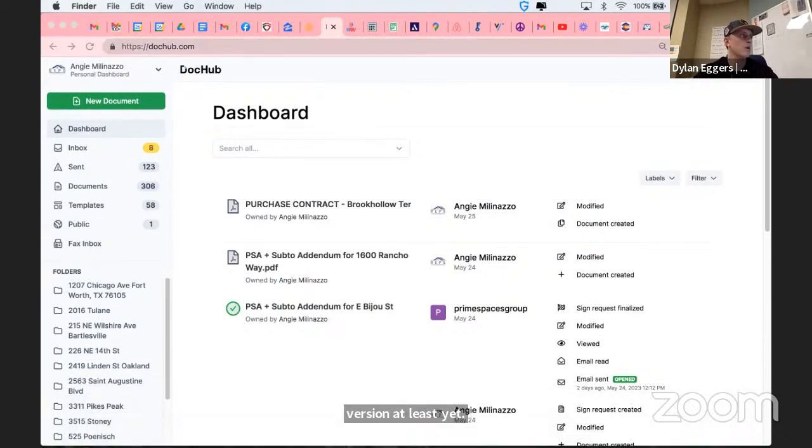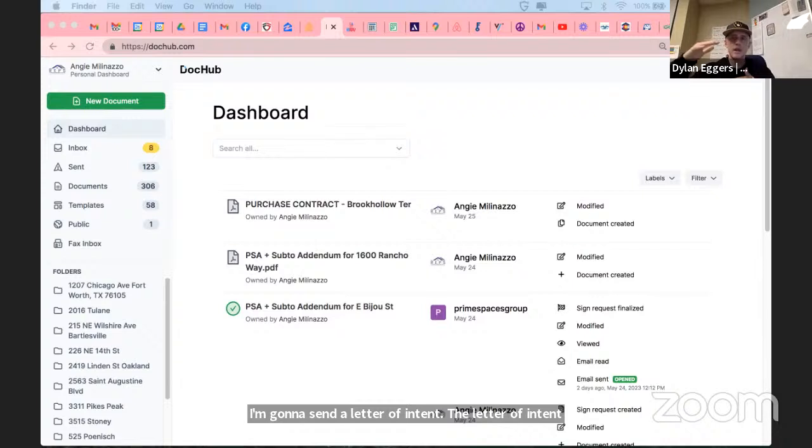Now what I'm going to send them is not a full contract. I'm going to send a letter of intent. The letter of intent is only 2 pages, and it's a lot simpler to read and for them to understand versus a full contract with addendums and all that verbiage.